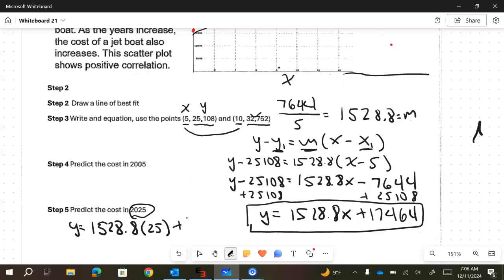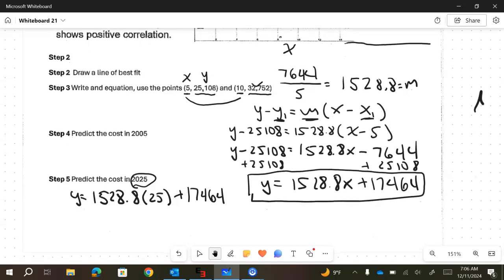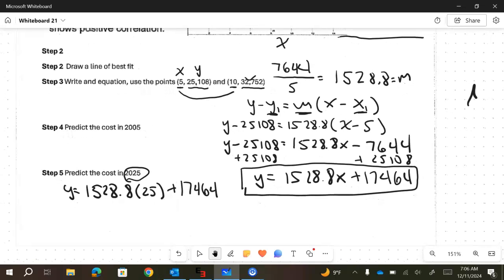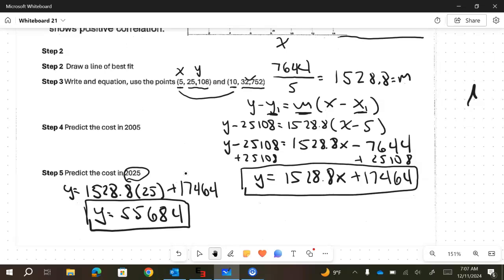Plus 17,464. And now I'm going to use my calculator, and I'm just going to evaluate that expression. So I took my equation and I replaced my x with 25 because I'm trying to find the cost of a jet boat in 2025. So if I take 1528.8 times 25 and then add to that 17,464, and I'm just grabbing my calculator and doing this, I'm going to find out that y would equal $55,684. So if I wanted to buy a jet boat next year, that's, according to my data, what it would cost me.